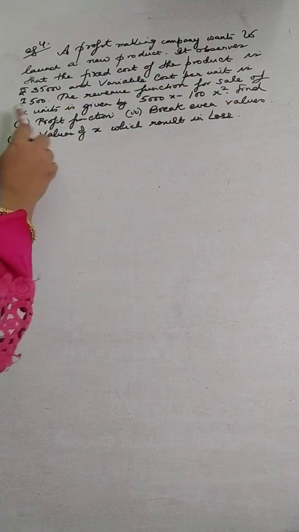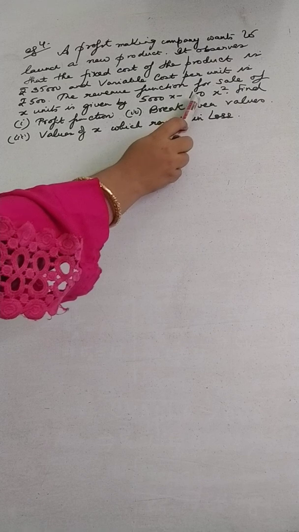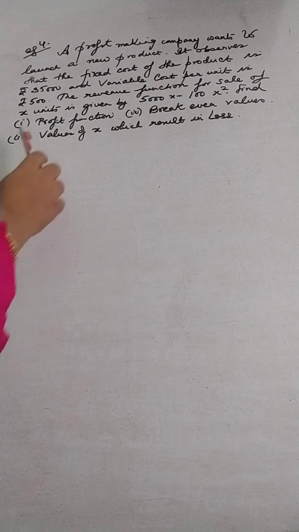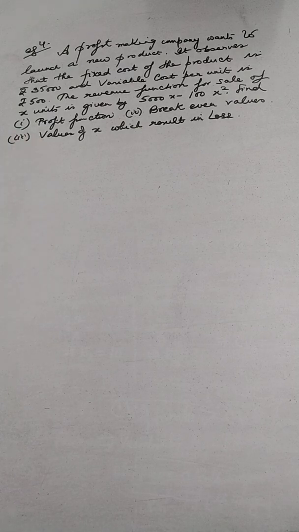The revenue function for the sale of x units is given by 5000x minus 100x squared. So revenue function is already given to you. Find number 1, the profit function, and number 2, the break-even values. Part 3, values of x which result in loss. So this is what they have asked you to find. 3 subparts to the question.